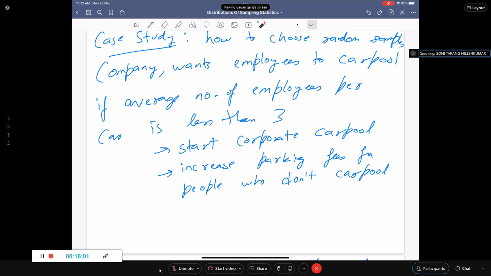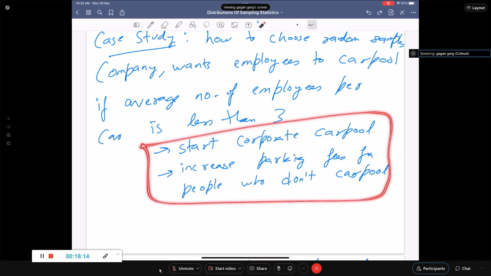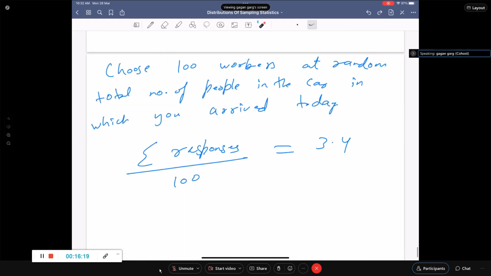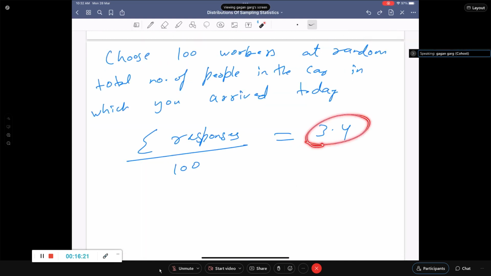Yes, sir. So this is the second part. This will come later. That is, increasing parking fees for people who don't carpool. That is secondary. These steps will be taken if the average found is less than 3. The company did a survey and they found the average to be 3.4. So they did not take any action. But my point is that the way they did the survey was wrong. And the question is, what was wrong in that? That is the question.